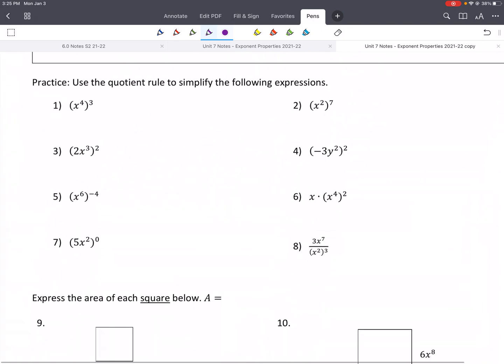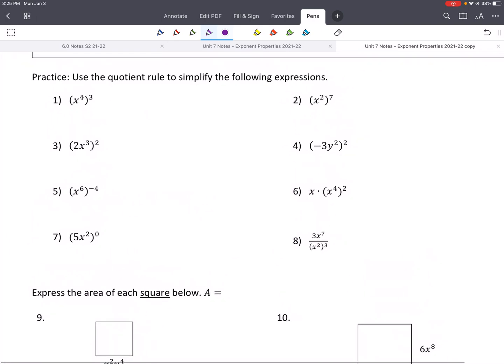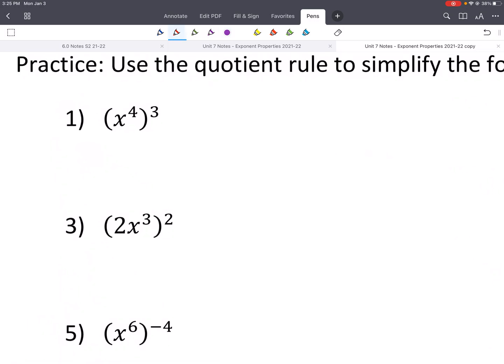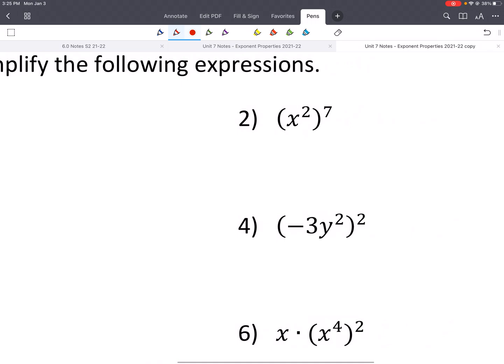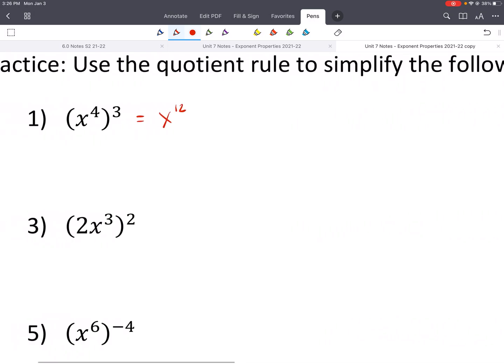All right, so let's do a few examples together. This is going to be a short one today, all right? So power to a power, we multiply. So that would be x to the 12th. Super easy, okay? Pause anytime to give these a try. So what would this be? Well, that would be x to the 2 times 7, or x to the 14th. Okay, these ones are a little trickier.